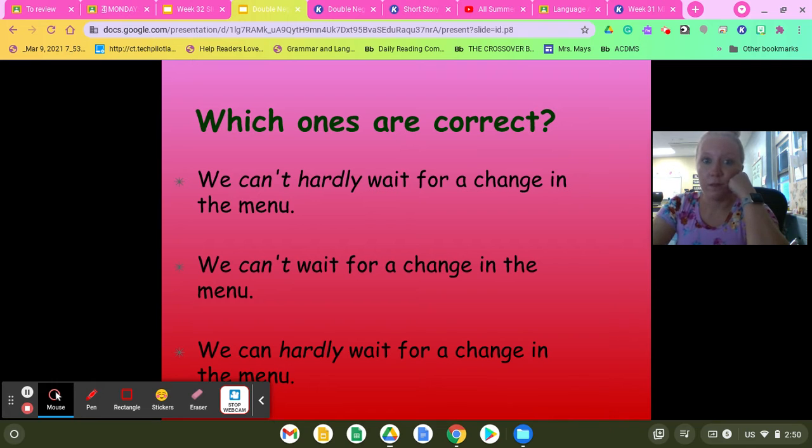Same here. We can't hardly wait for a change in the menu. We can't wait for a change in the menu, or we can hardly wait for a change in the menu. There are two that are correct and one that's incorrect, and the incorrect one is the first one. Can't and hardly are both negative words.